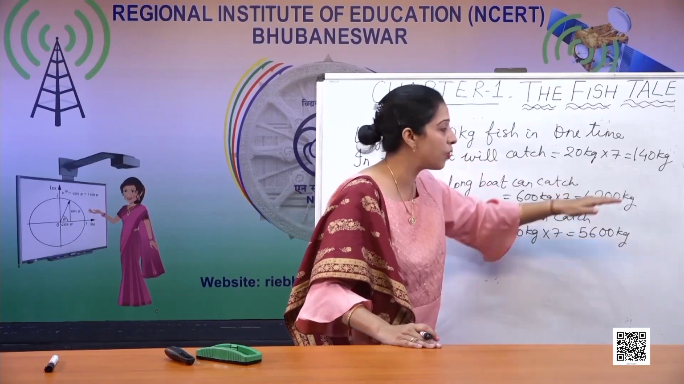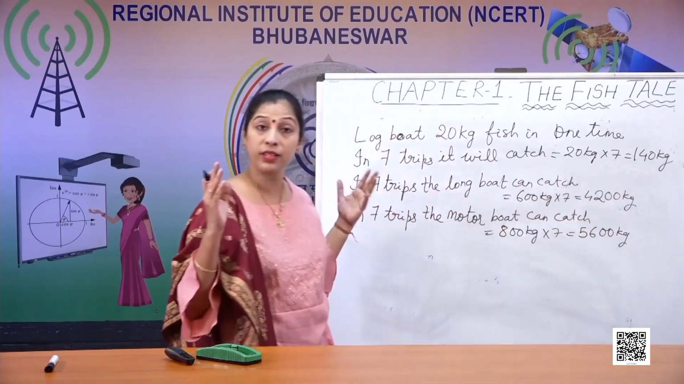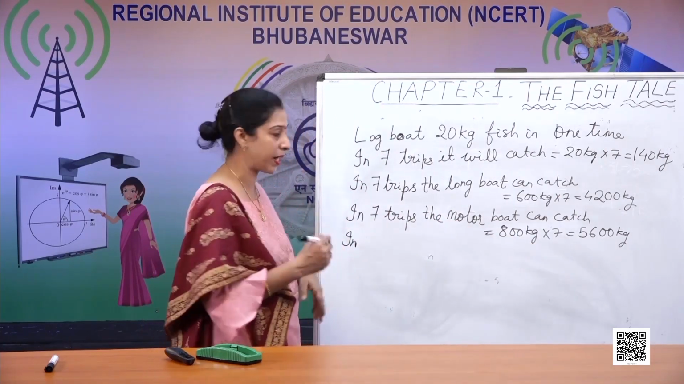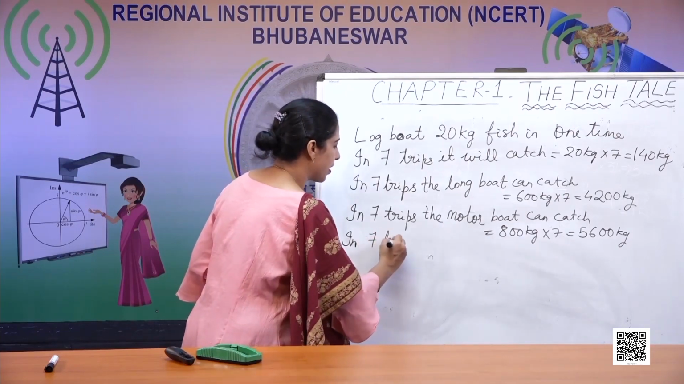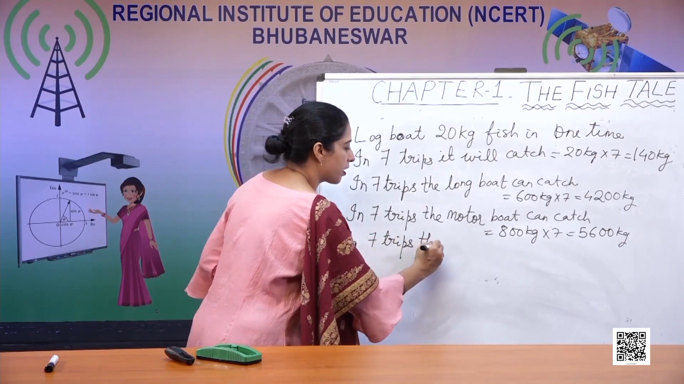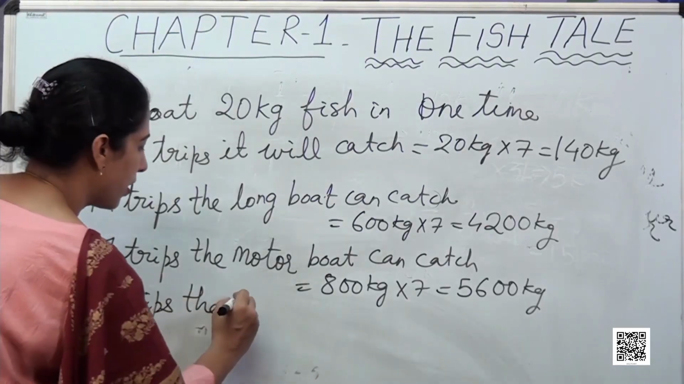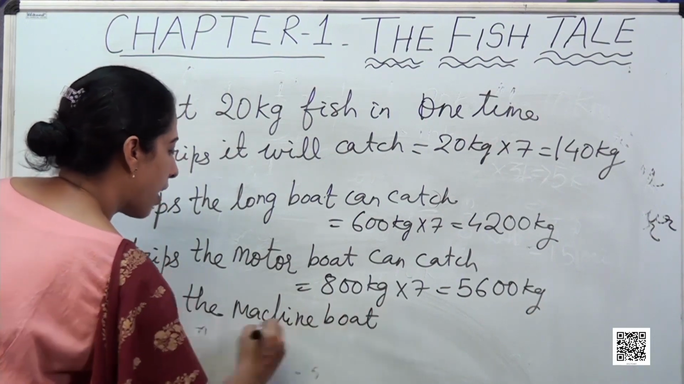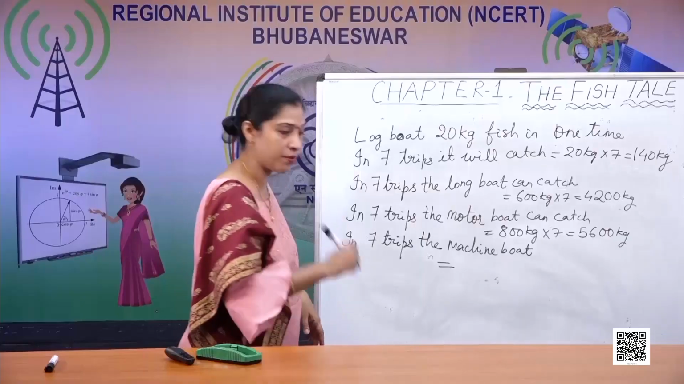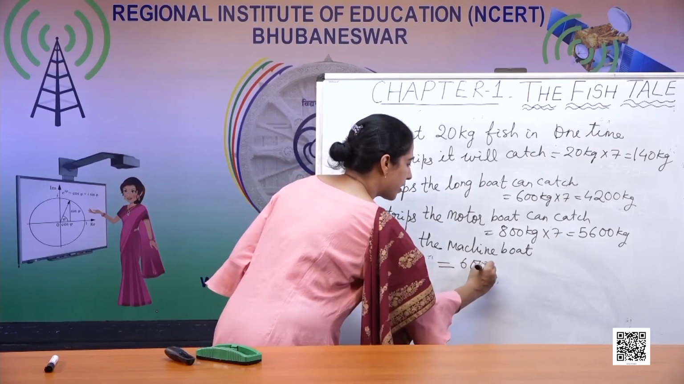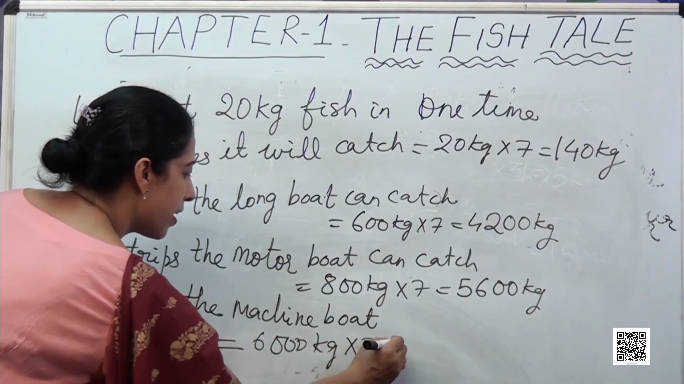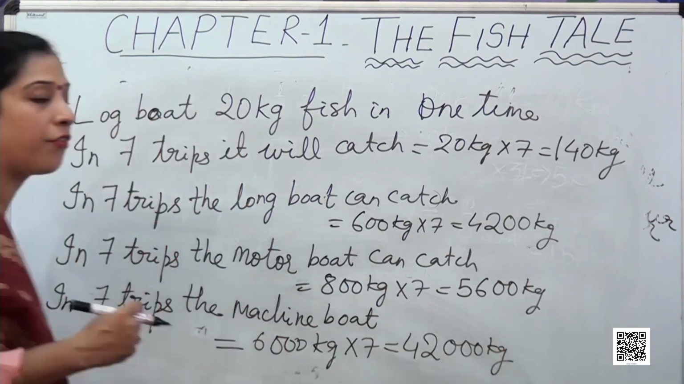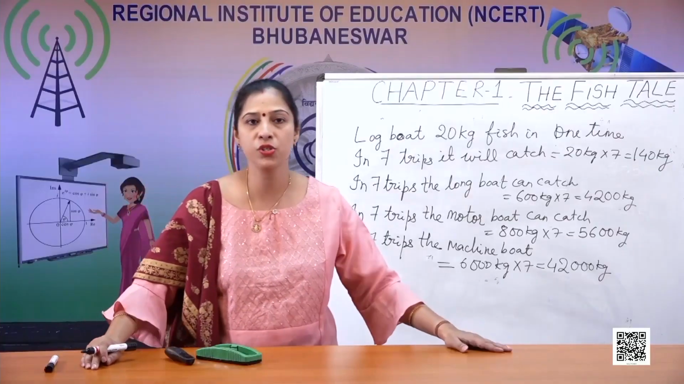140 kg for the log boat, whereas this is coming in thousands. So poor fishermen, what will they do? They cannot compete with these mechanical boats. In 7 trips, how much can the trawler or the machine boat carry? In one trip, it carries 6,000 kg. So 6,000 kg into 7 is equals to 42,000 kg of fish. So that's a huge number.